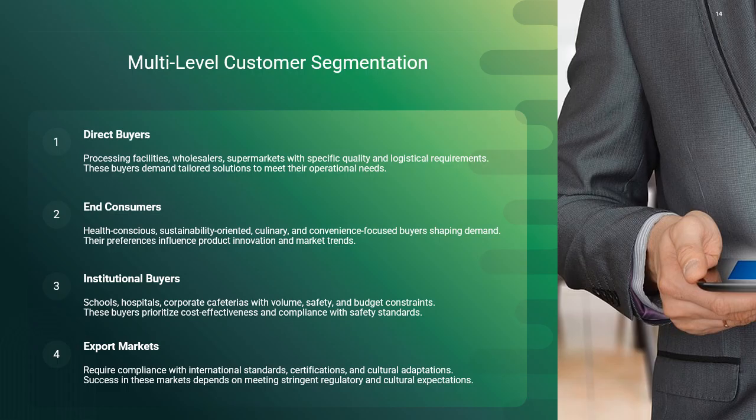Institutional buyers such as schools, hospitals, and corporate cafeterias have specific constraints around volume requirements, safety standards, and budget limitations. These buyers prioritize cost effectiveness and compliance with safety standards while seeking reliable supply. Successfully serving institutional markets often requires coordination among multiple producers to achieve necessary volumes and consistent quality.